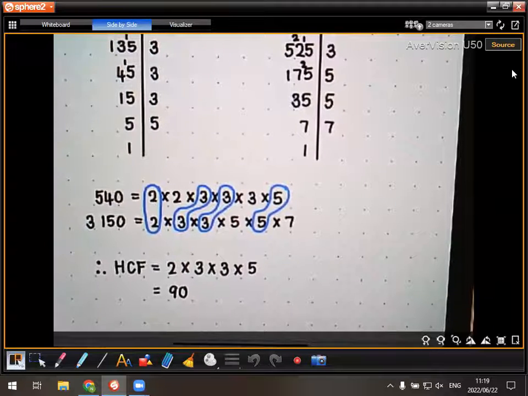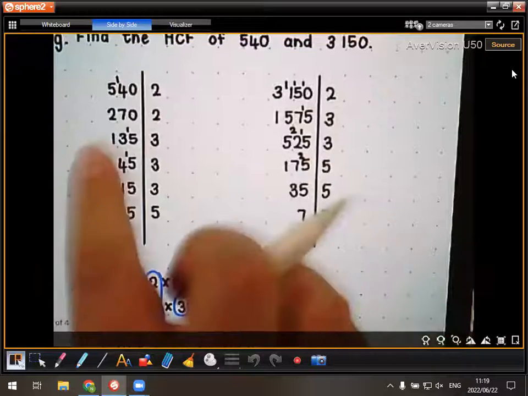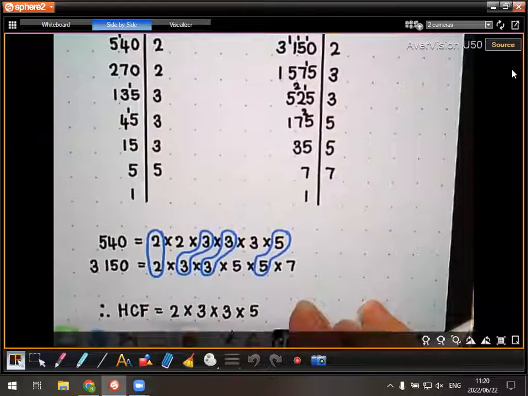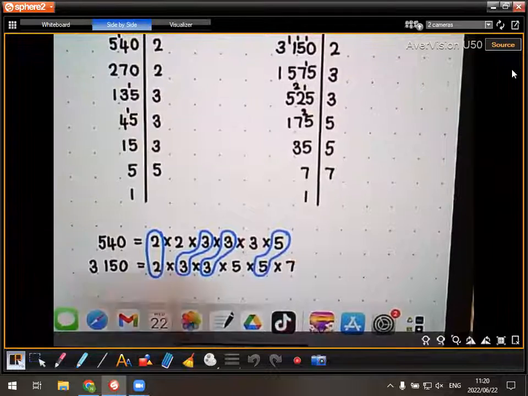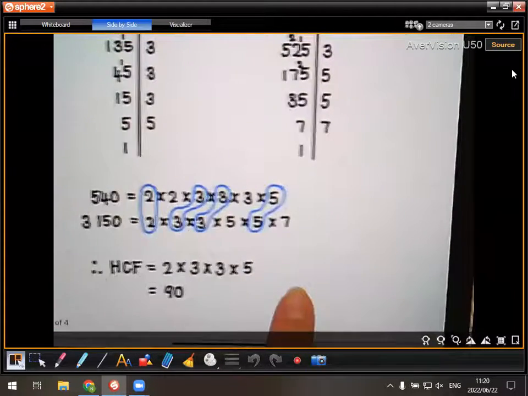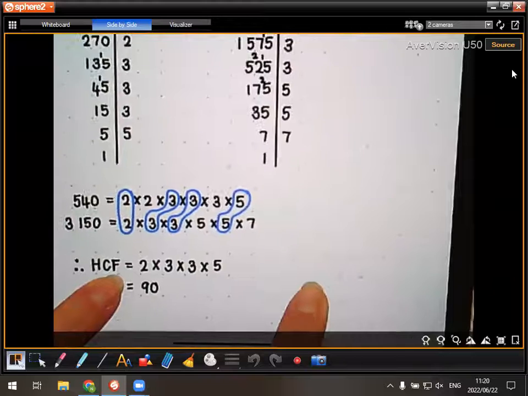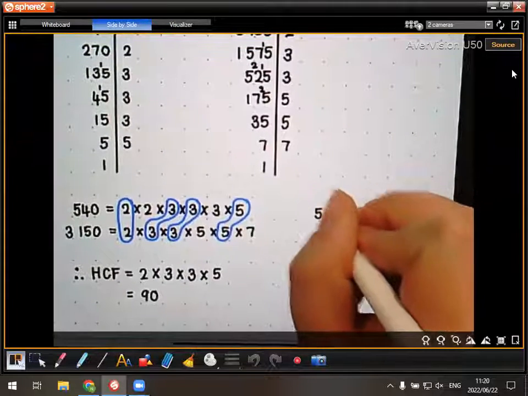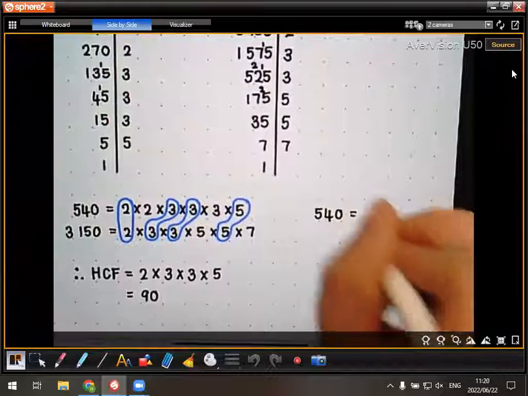All right, guys, does that make sense? So you do your factor ladders, all right? You list your factors underneath each other. You circle the ones that are common, and then from there you times those ones. Now, guys, it may actually have been a bit easier to see which ones are common if you wrote it like this. You don't have to rewrite this now, but I just want to show you quickly.